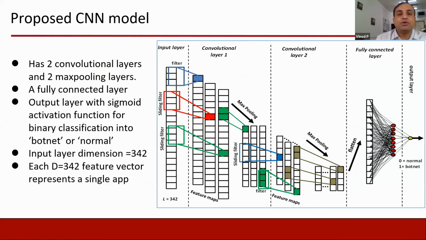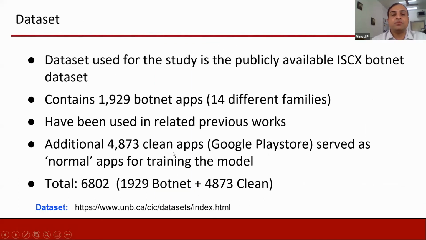I will talk about the data set that we took and the architecture. Our architecture had two convolution layers and two max pool layers, and the input dimension was 342 because our total number of features was 342. The different colored boxes that you see are the filters that stride over the one-dimensional vector.